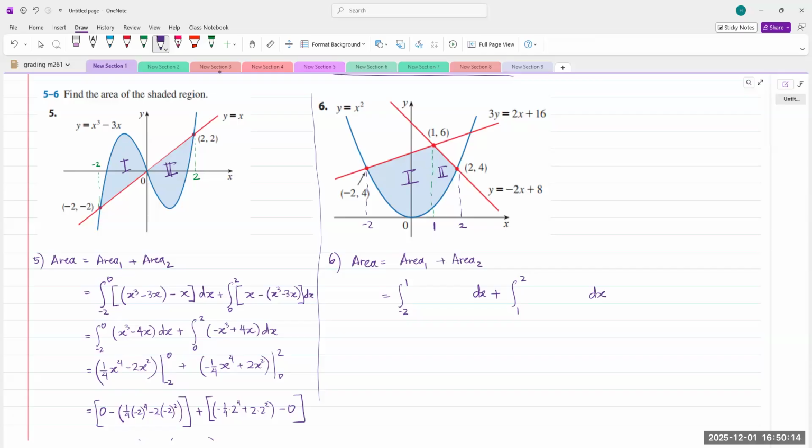Okay, now in region 1, the upper bound is this line here, which if I solve for y, I will get y equals 2/3 x plus 16/3. Let me move this a little bit to the left so that I have enough space. I just don't like to write too small and you cannot see it. So this is 2/3 x plus 16/3 minus the lower bound, the parabola x squared.